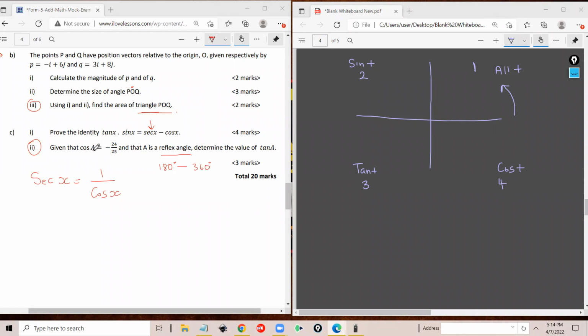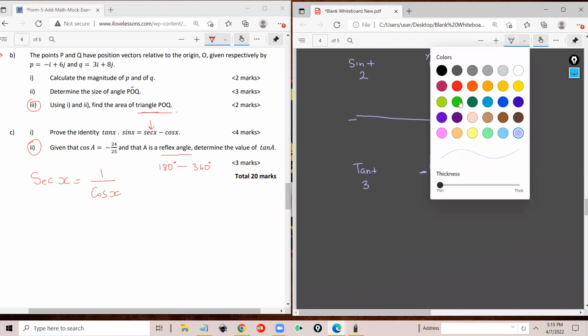But look at the value of cosine here. It's negative 24 over 25. So in quadrant 3, only tan is positive. That means everybody else is negative. So we're talking about quadrant 3. Now I just want you to pretend this is an X and a Y axis. If this is our X-axis and this is our Y-axis, we know everything above will be positive. Everything on this side of the X-axis is positive. Anything behind is negative, and anything below here is negative.